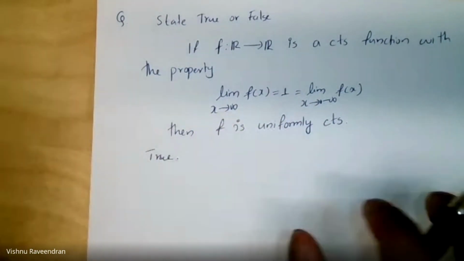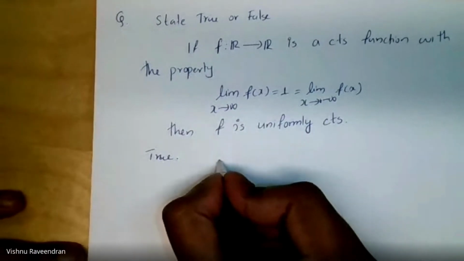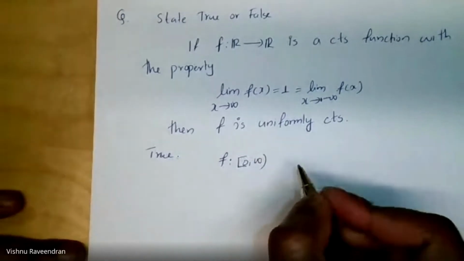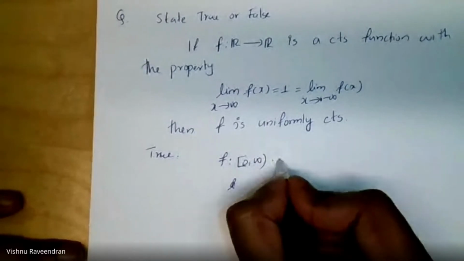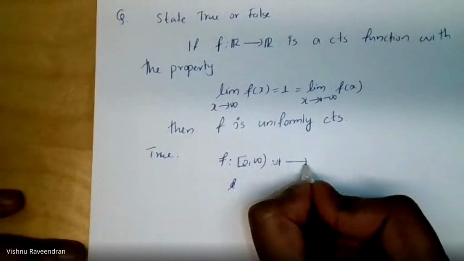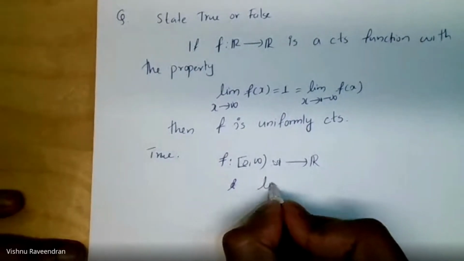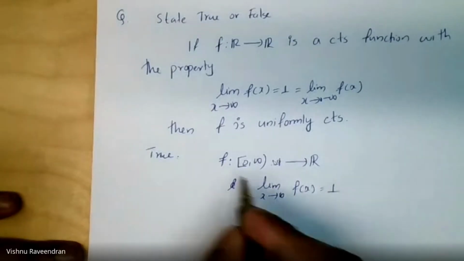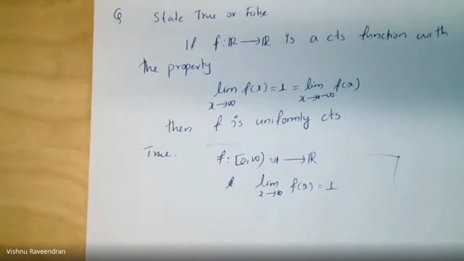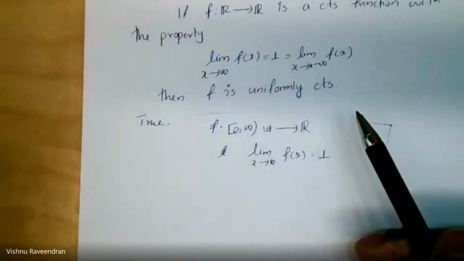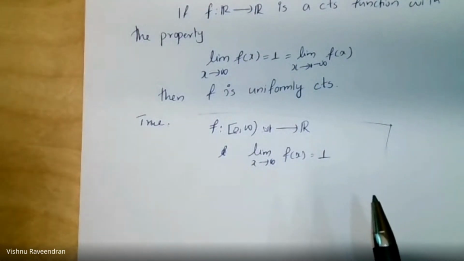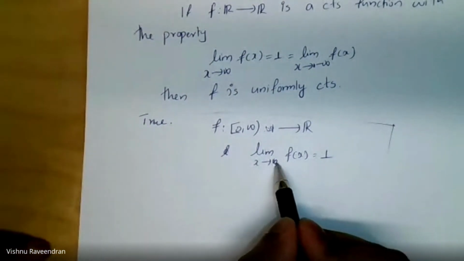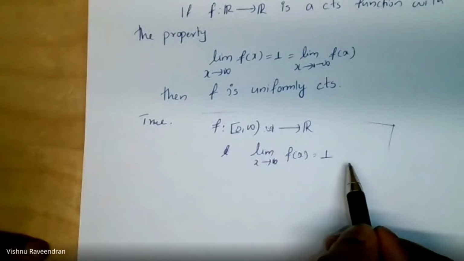So let's simplify the question one more time. Consider f from 0 to infinity to R, and the limit as x goes to infinity of f of x is equal to 1. Think about this problem. If you can do this, you can do the other one also. What information is given? It's given that the limit as x goes to infinity of f of x equals 1.